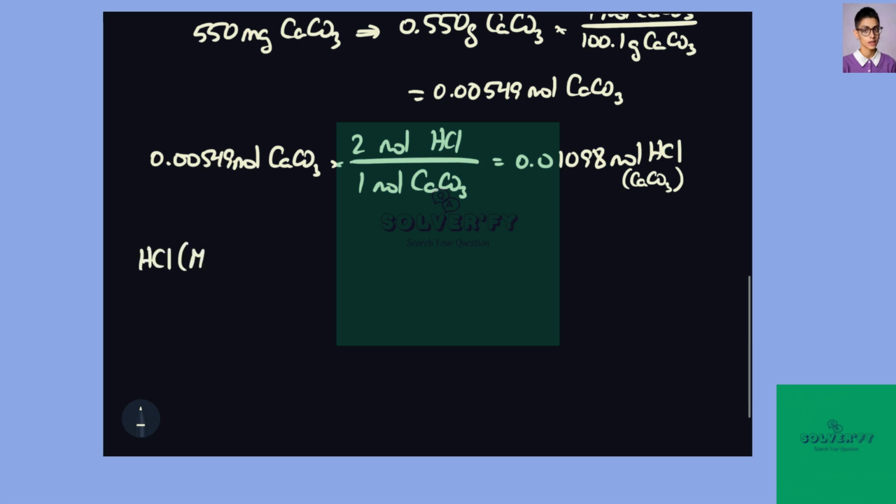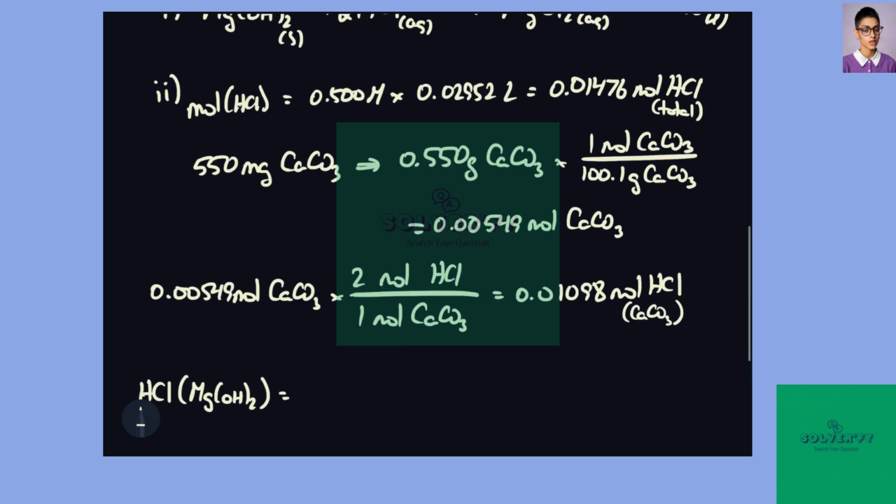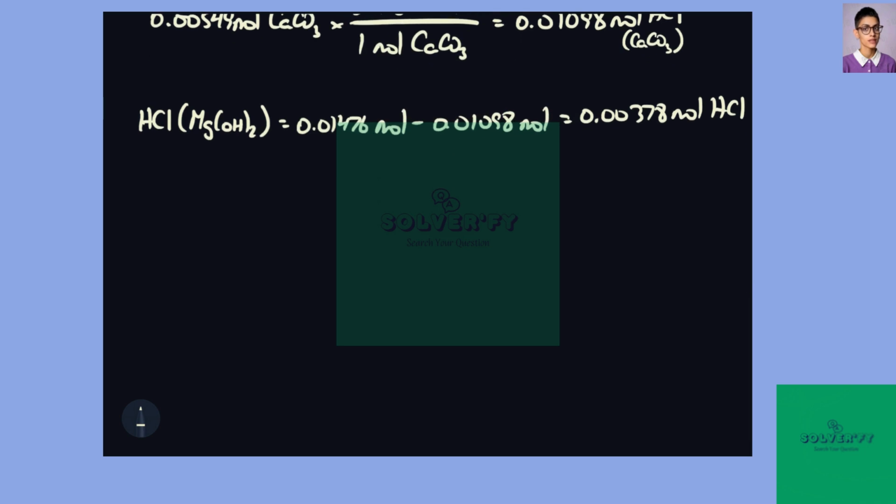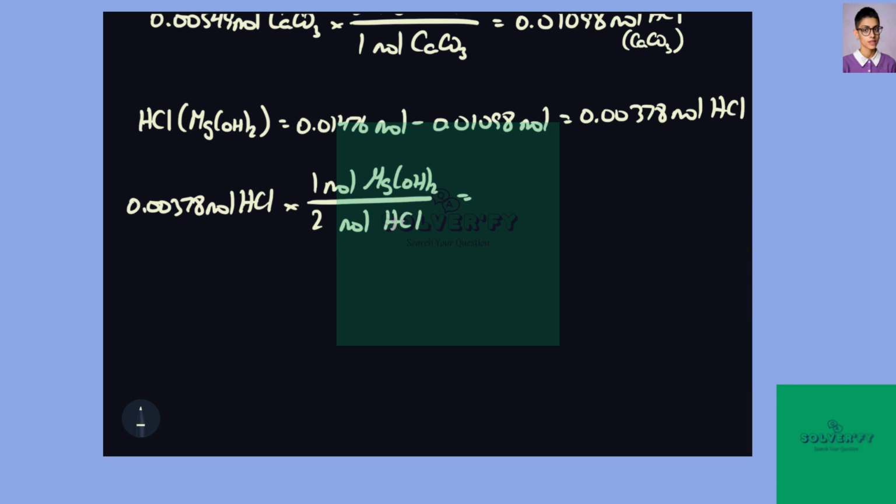The HCl neutralized by the magnesium hydroxide would be the total amount, 0.01476 moles minus 0.01098 moles, and this would be equal to 0.00378 moles of HCl due to the magnesium hydroxide. And now 0.00378 moles of HCl, 2 moles of HCl to 1 mole of magnesium hydroxide. And this works out to 0.00189 moles of the magnesium hydroxide.